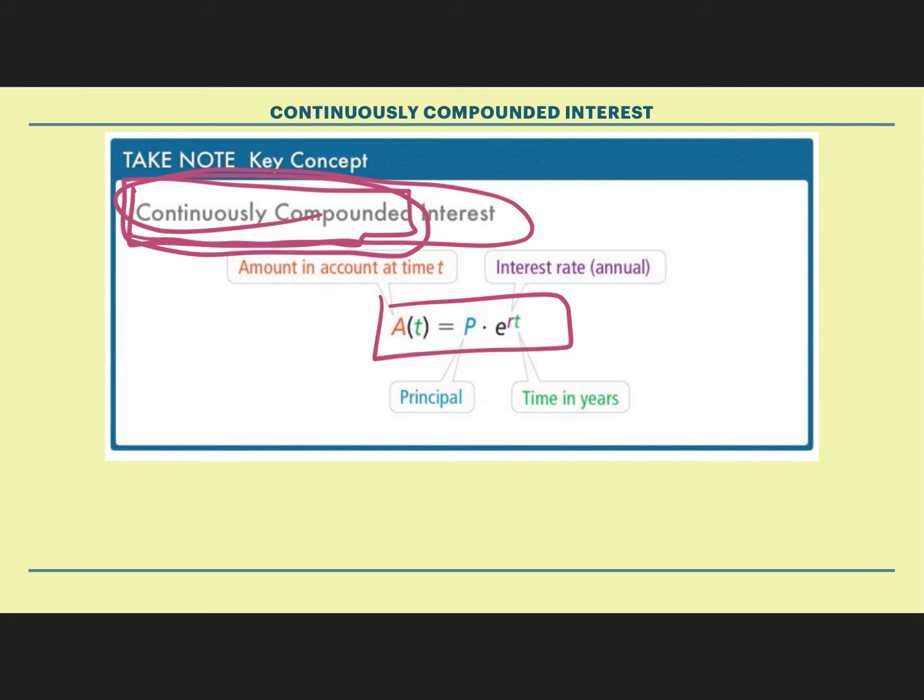So the principal is our starting amount. That's just like the A that we had in the last one. T is our time in years, and R is our annual interest rate, so it is the decimal of the percent. So same type of things we're finding in this one, just a different formula.